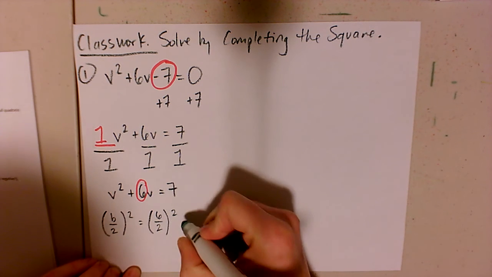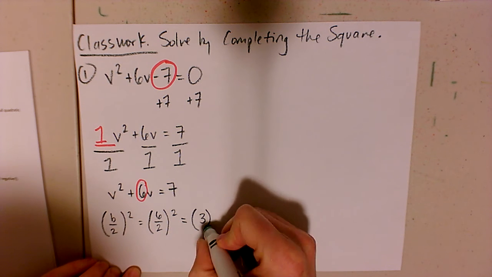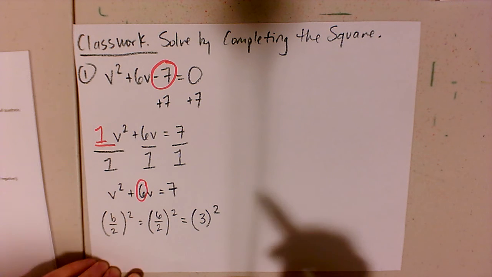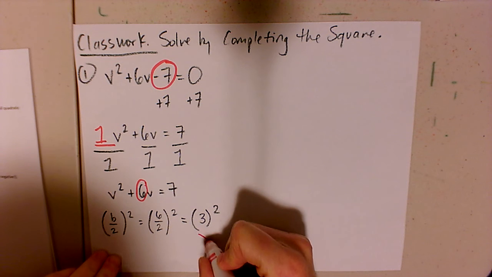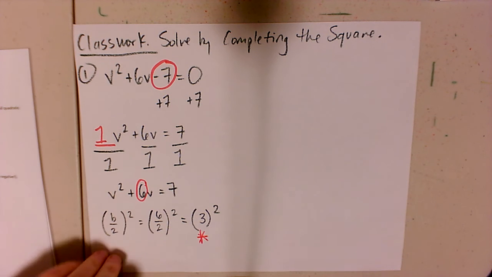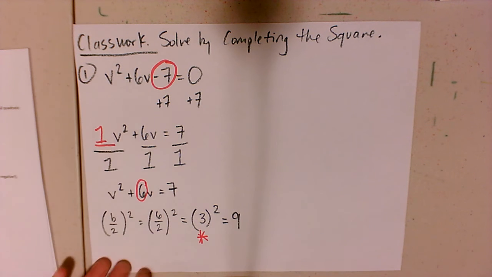I'm going to square that, and I'm going to simplify this step by step. So 6 divided by 2 is 3, and then I'm going to square that. Now, this 3 that I just figured out is going to be really important later, so I'm going to put a star under that. Okay, we're going to use that later. Now, if we take 3 and we square it, we get 9. Okay, and so we're going to use that 9.